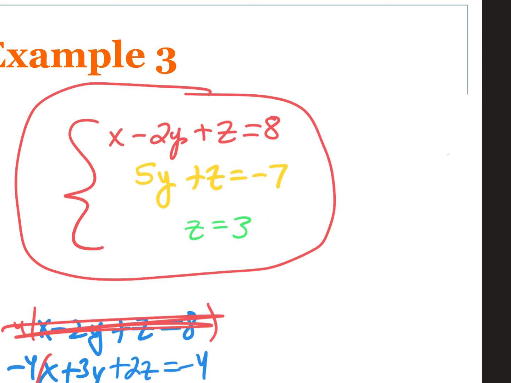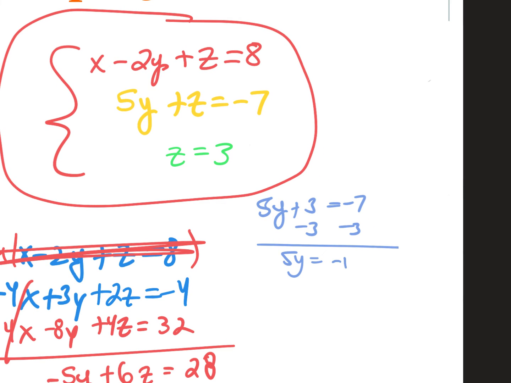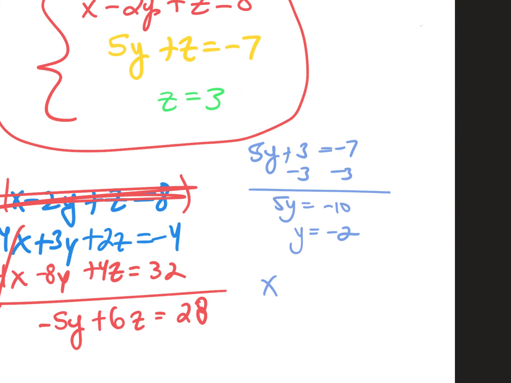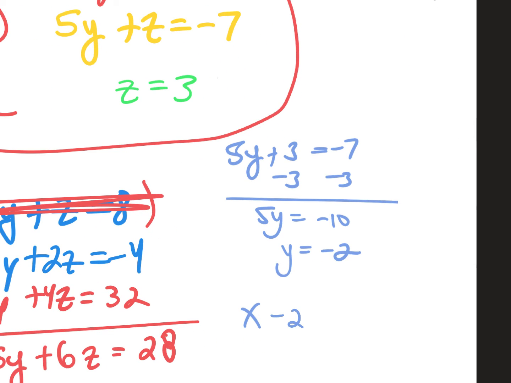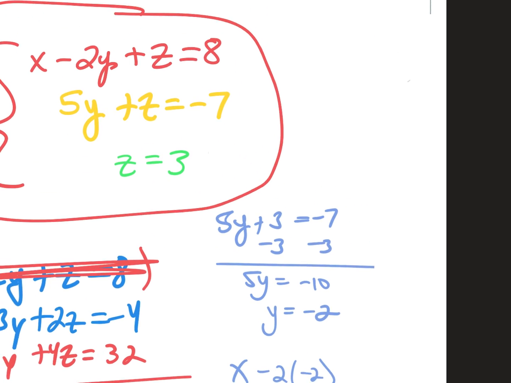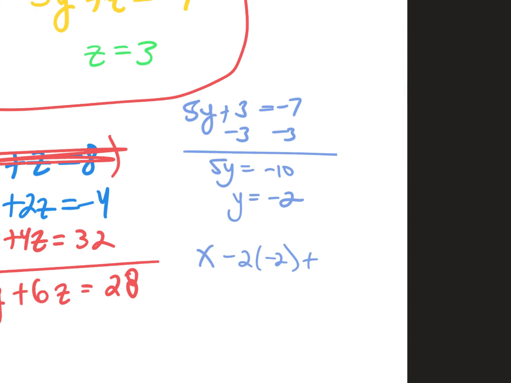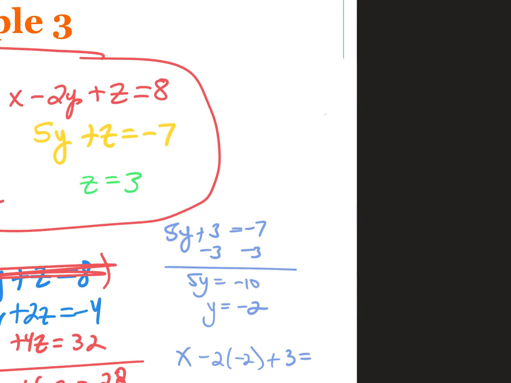Have we solved this system of equations? No. Can we though, real quick? Yeah. I'm going to take my z and plug it into 5y plus 3 equals negative 7. If we subtract 3 from both sides, 5y equals negative 10. So y equals what? Negative 2. Good. So now I take my top equation, x minus 2 times negative 2 plus z is 3 equals what? 8.